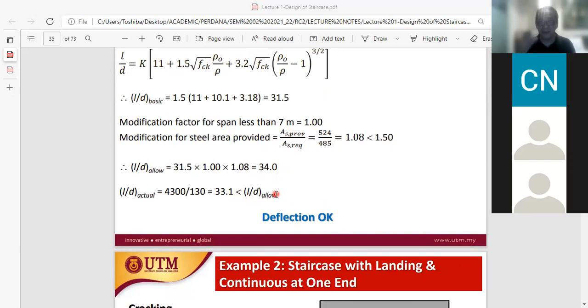and we can achieve a bigger margin of difference between the actual and allowable by slightly increasing from 160 kepada 175 mm thickness, overall thickness.